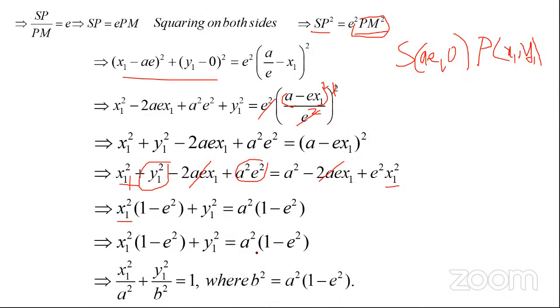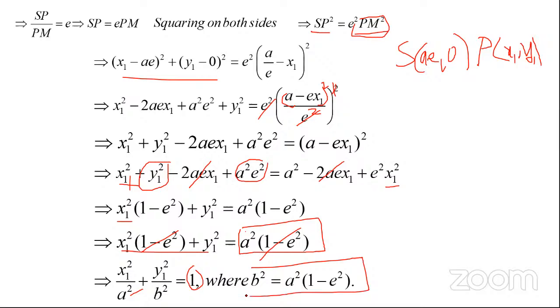Then I divide with this on both sides. I will get 1, and the a square e square value gets cancelled, so the remaining value is a square, and I will get y1 square by a square of (1 minus e square). Then I take this value as b square equal to a square of (1 minus e square). We are just assuming this, where a should be greater than b. This is the proof of the standard form of an ellipse.